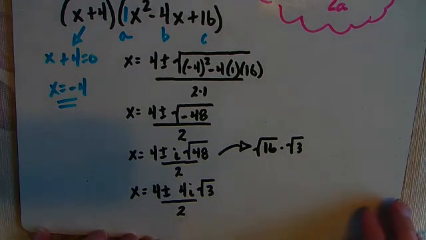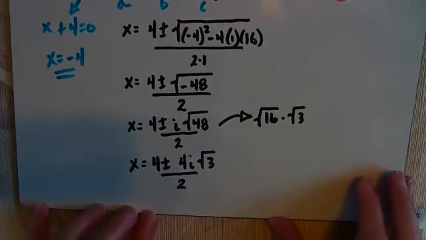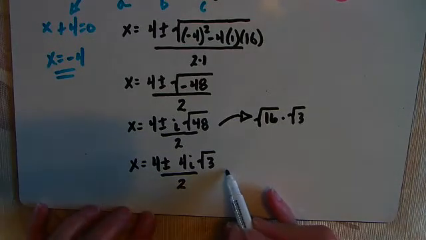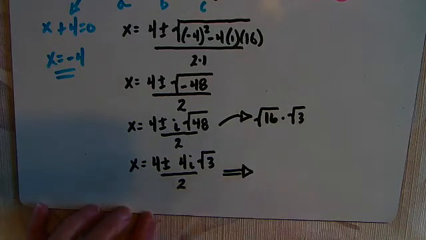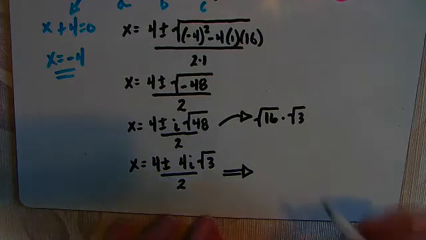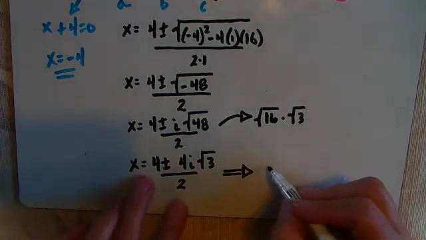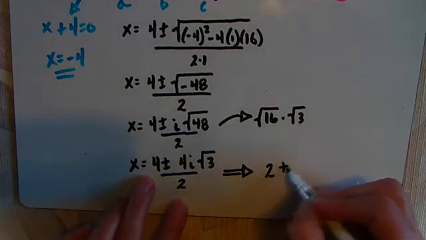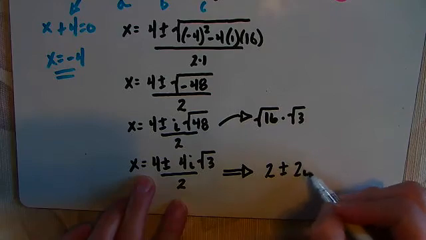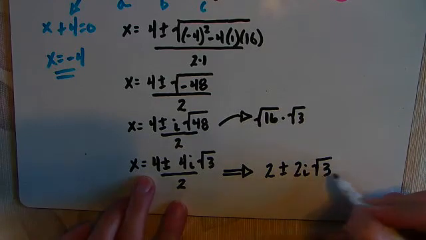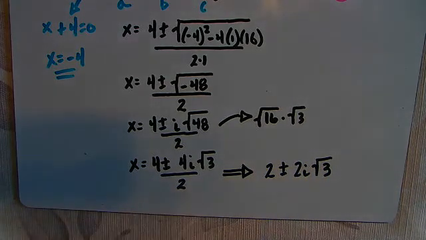Okay. And if I wanted to make it look really good, I would simplify one more tiny step here. Both of these are even and they're both being divided by 2. So if I want to make it look really nice, 4 divided by 2 would be 2 plus or minus 2i square root of 3. And that would be your answer in simplest form.